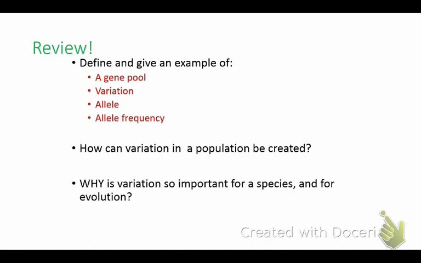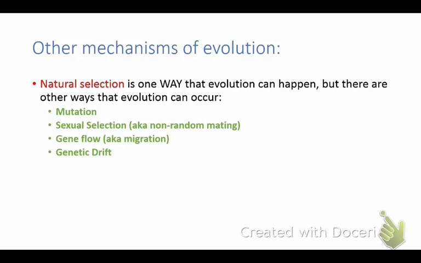So, other mechanisms of evolution. Natural selection is one way that evolution can occur, but there are other ones: mutation, sexual selection or non-random mating, gene flow or migration, and genetic drift.